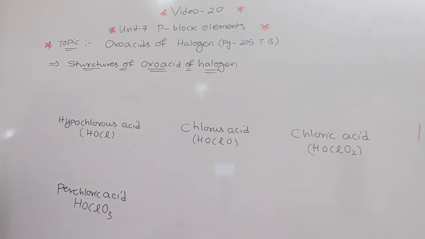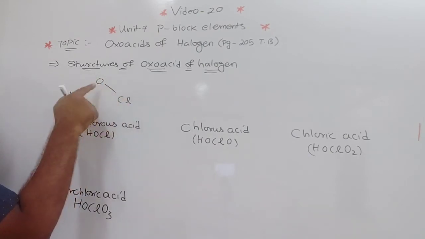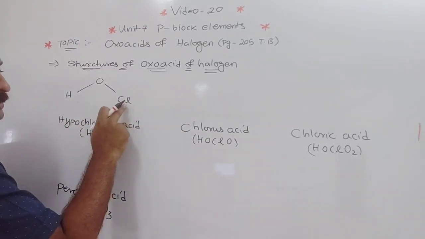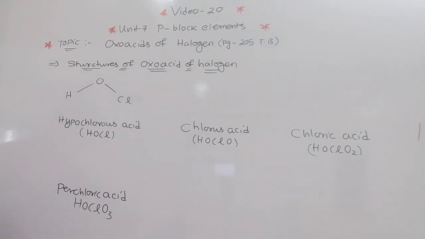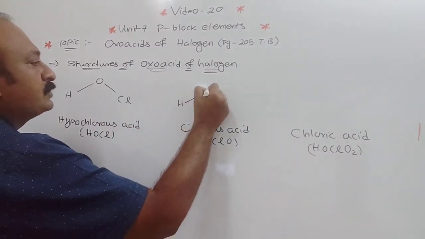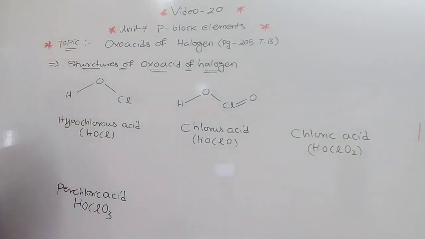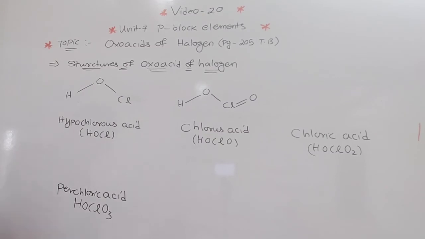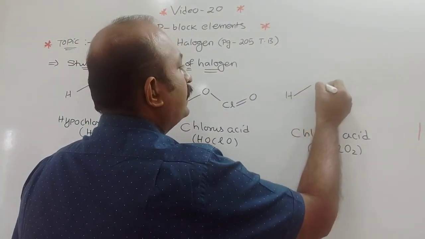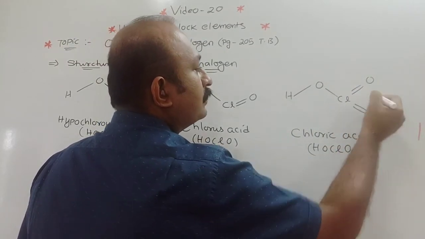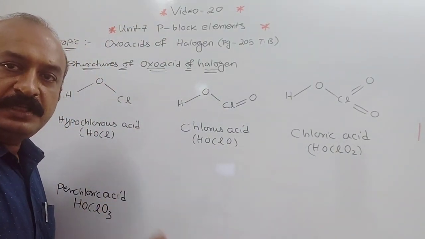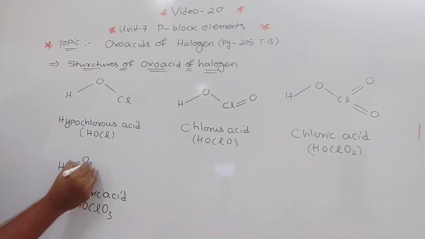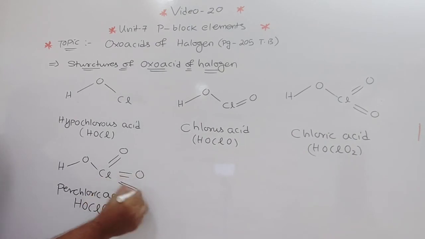Now how to remember these structures: you can write H, O and Cl, because we know oxygen is divalent, so it is connected to Cl and 1 hydrogen. For chlorous acid, in this chlorine you have to add a double bond O, because only oxygen gets added. So the next structure will be the same, HOCl, with a double bond O drawn, because there was one more oxygen. The third structure is the same, HOCl, with double bond O and another double bond O. Means keep on increasing double bond O in this structure, and you will get the structure of each acid. Another one, HOCl with double bond O, double bond O and double bond O.